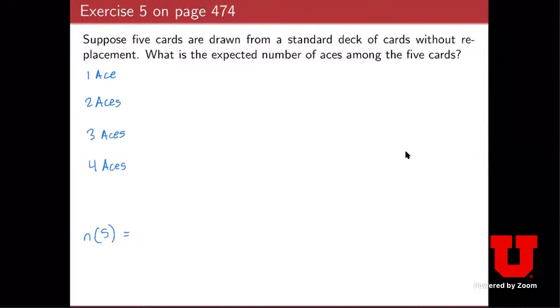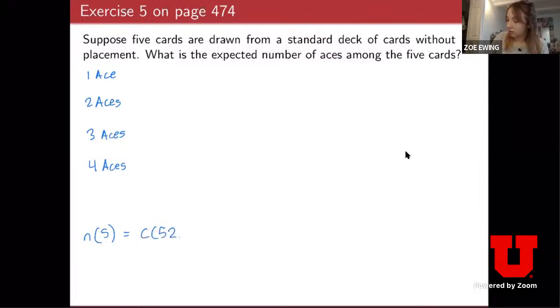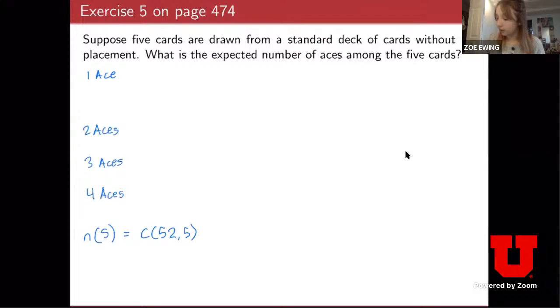Maybe P(52, 5)? Yeah, because we don't really care what order they're in, we just care that we can't have repeats. So we use the combination formula. Okay, so now let's look at if we have 1 ace, we know that our denominator is going to be 52 choose 5. All right, so how do we make sure that we only pick 1 ace?